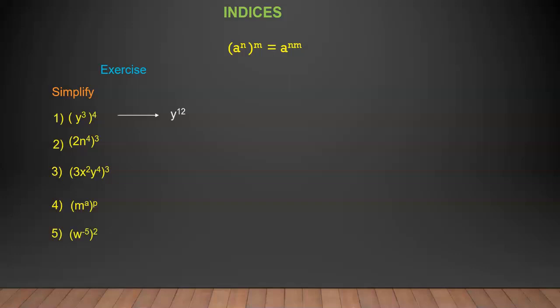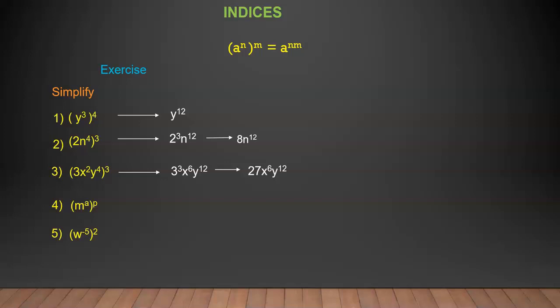For number 1, you have y to the 12 because you simply multiply 3 times 4. For the second one, you raise each term here to the third power. So that will be 2 cubed, and for n, you'll have 4 times 3, that will be 12. 2 cubed is 2 times 2 times 2, which will give you 8, and n to the 12th. For number 3, you will have 3 cubed, x to the 6, and for y, 4 times 3 is 12. 3 cubed is 3 times 3 times 3, which will give you 27, and copy x to the 6, y to the 12.